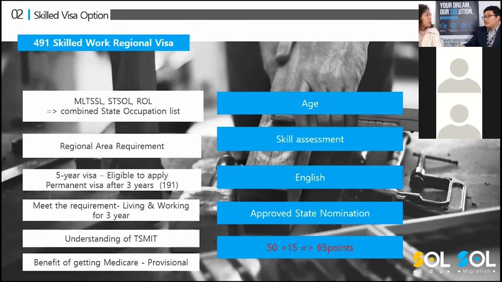Does it have to relate to the occupation? No, they don't have any specific occupation requirement. They just have a requirement for the income, which is 53,900 Australian dollars. Maybe you will have a lot of questions about this matter, so we can talk about it in the Q&A session.